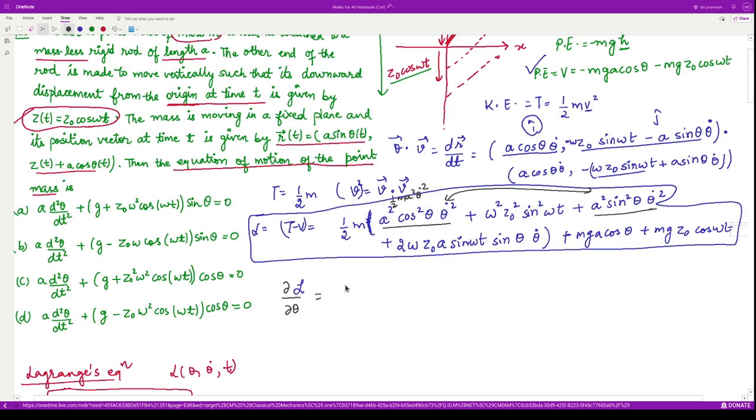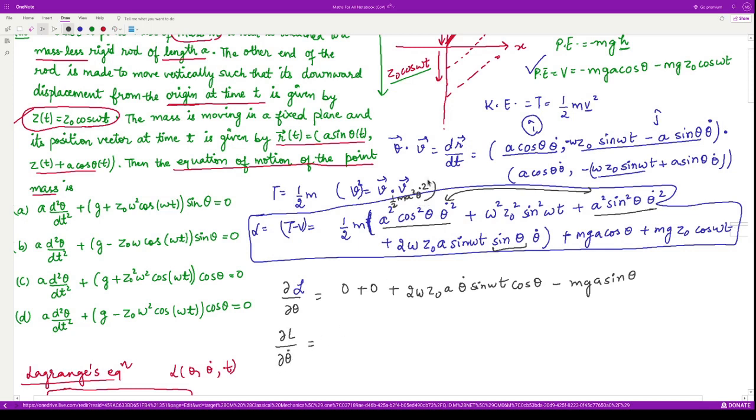There is no theta term over here in the first term, so that would simply be equal to 0. In the second term, we also do not have any theta term, that would be 0. In this third term, we have theta, so the derivative of sine theta would be cos theta, and all the factors as such, 2 omega z naught a into theta dot sine omega t as such, and the derivative of sine theta is cos of theta. In this we have theta, so it would be minus mg a sine theta. That's it.